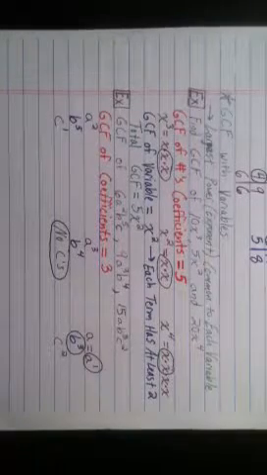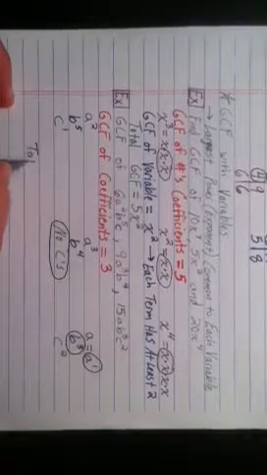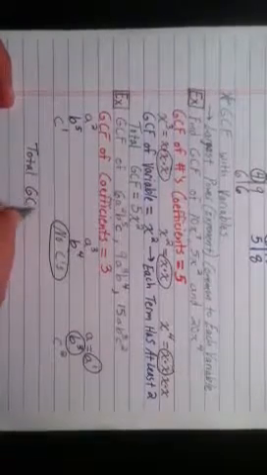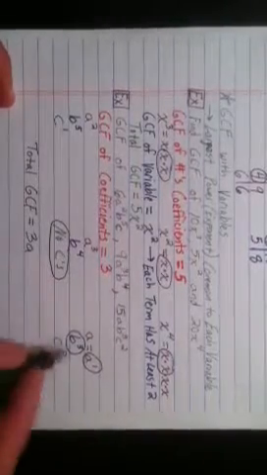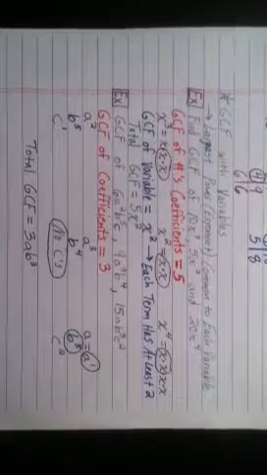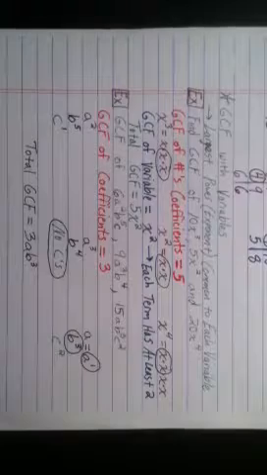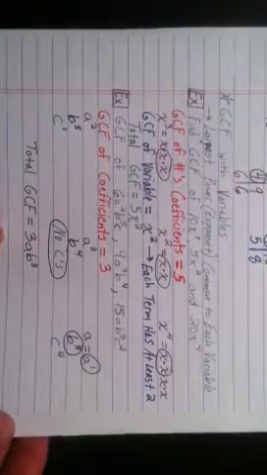So writing our total GCF is going to equal coefficient 3, single power of a, 3 powers of b, and then no c's. So 3ab to the third. Okay. So that's finding a GCF.